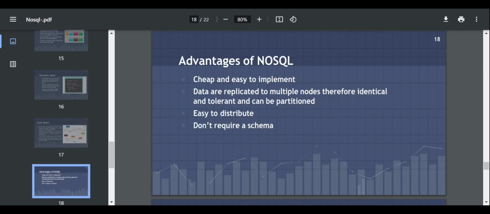Here we will discuss the advantages of NoSQL. Cheap and easy to implement. Data are replicated to multiple nodes, therefore identical and fault tolerant, and can be partitioned. Easy to distribute. Doesn't require a schema.